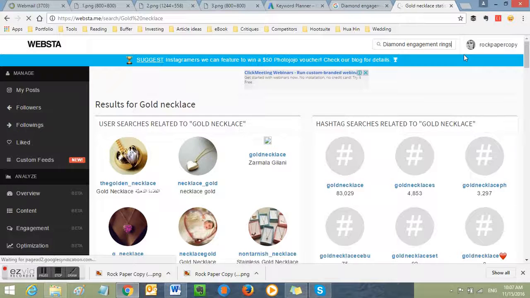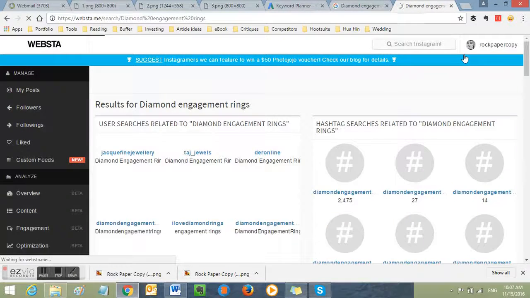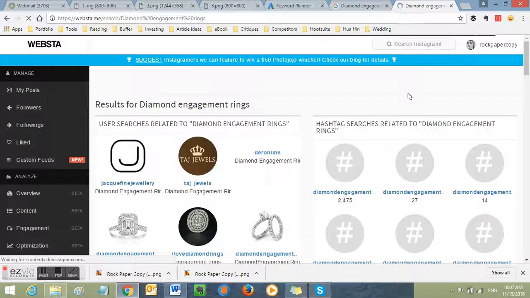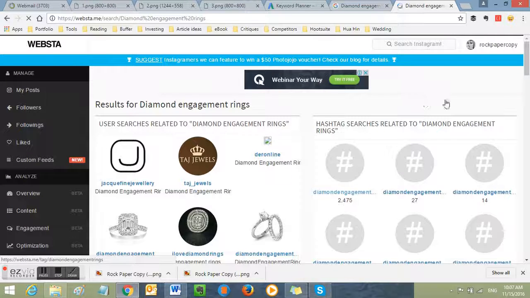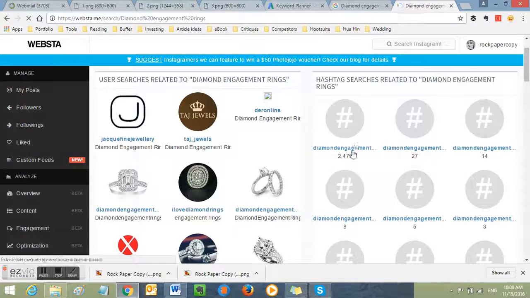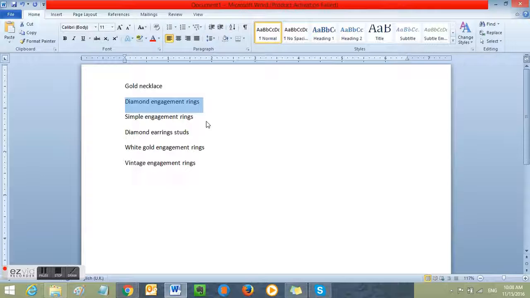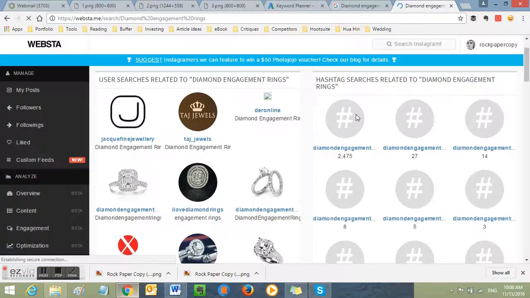So diamond engagement, will we see the full form? I think it's still loading. Okay. It's diamond engagement rings, I believe. Okay, 2000, so much lower than gold necklace. Now we're going to see simple engagement rings. Okay, this is really low, but we'll leave it for now.